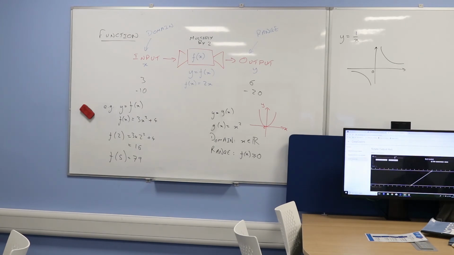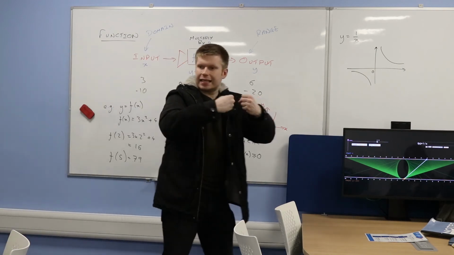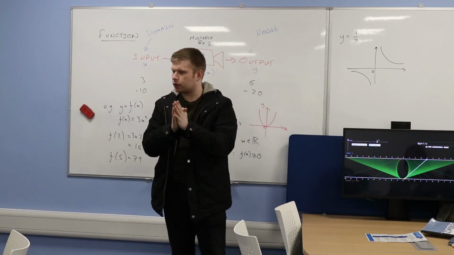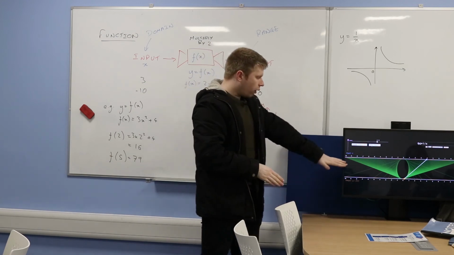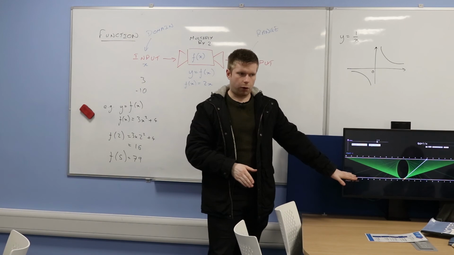Let me just choose 1 over x again. So here is my mapping, same as before. I've condensed it in slightly, but it's still 1 over x. All I've got here is two number lines: a number line for my input and a number line for my output.